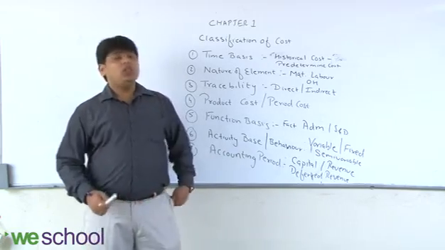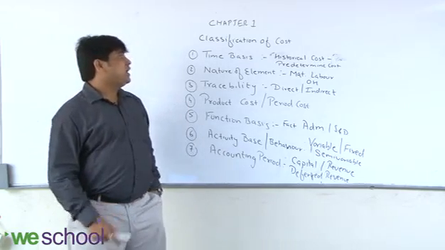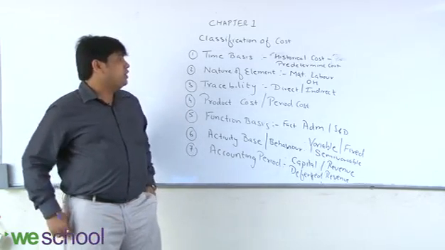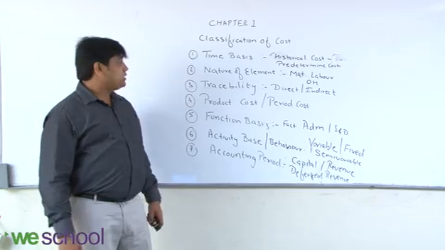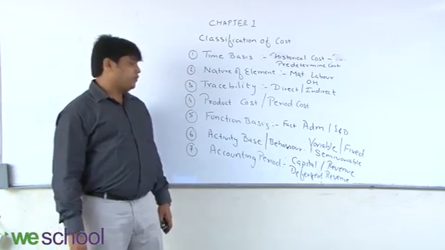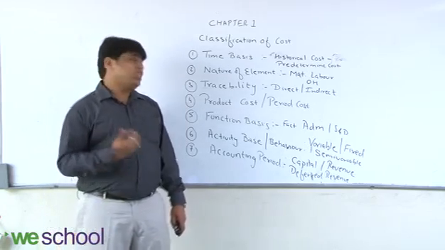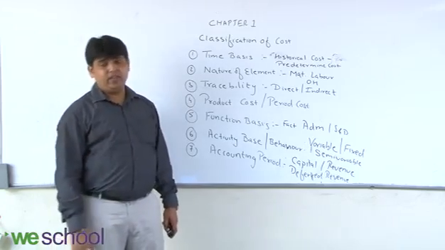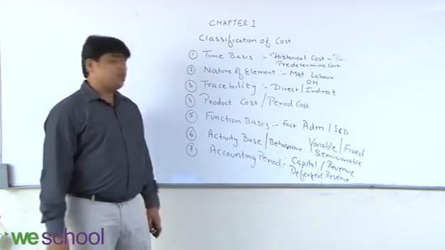Right. Now, the first is the time basis, the second one is nature of element, the third one is traceability, the fourth one is product cost and period cost, the fifth one is on the basis of function, the sixth one is on the basis of behavior or activity, and the seventh one is on the basis of accounting period.